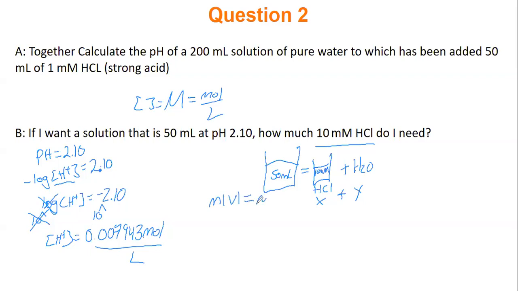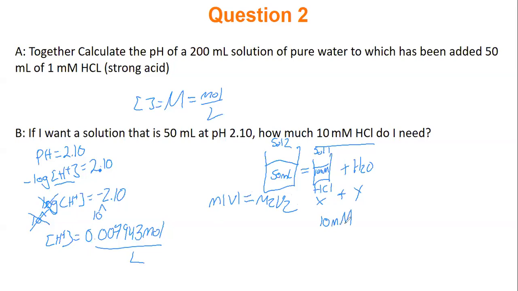M1V1 equals M2V2. All right, so let's just say that M1, or solution one, is my acid. Solution two is the final solution I'm making. It doesn't matter which one you call one and two, it'll work out the same. All right, so my molarity of solution one is 10 millimolar.